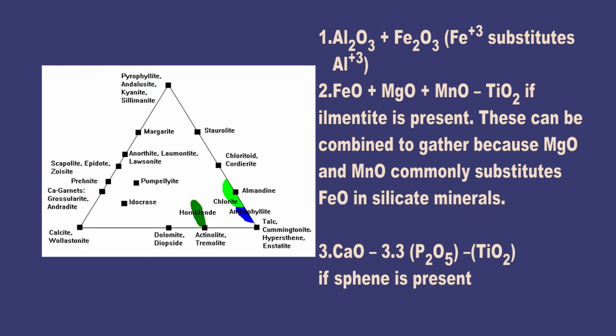First, Al2O3 plus Fe2O3, because Fe3+ substitutes for Al3+. Second, FeO plus MgO plus MnO minus TiO2 if ilmenite is present. These can be combined together because MgO and MnO commonly substitute for FeO in silicate minerals. Third, CaO minus 3.3 times P2O5, minus TiO2 if sphene is present.